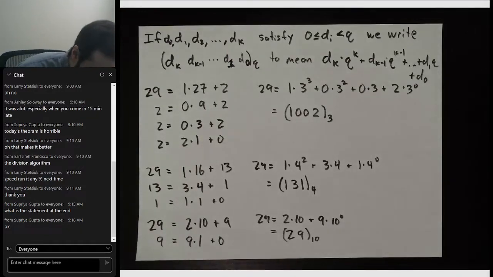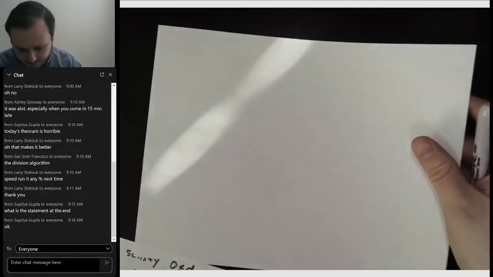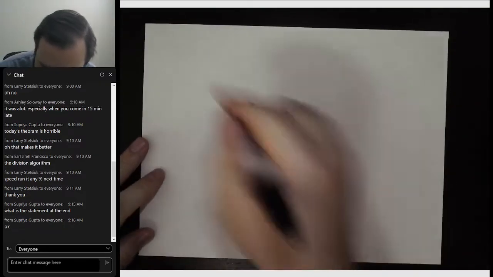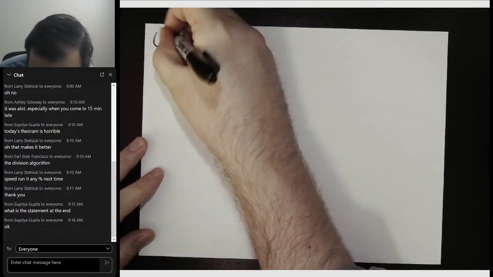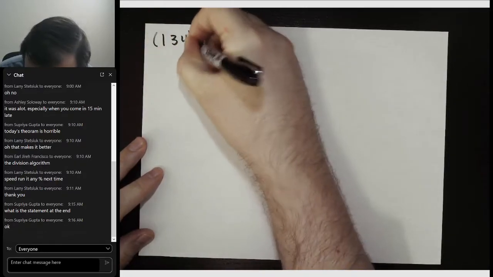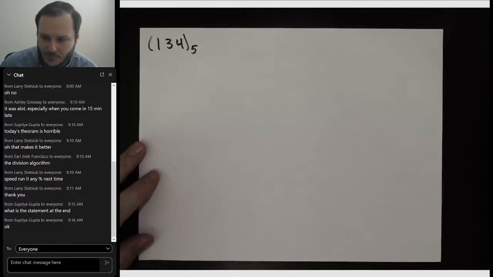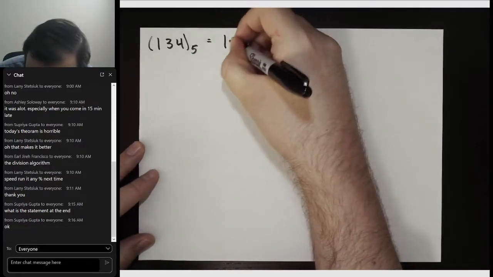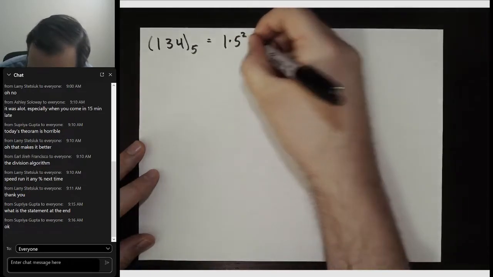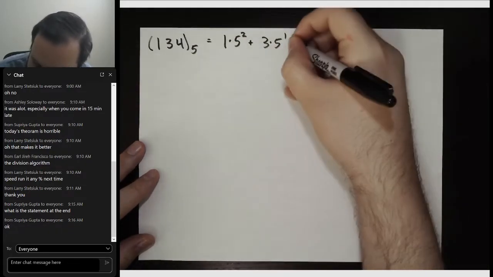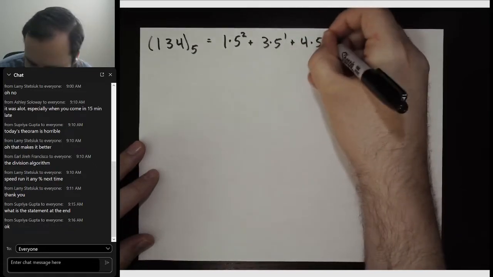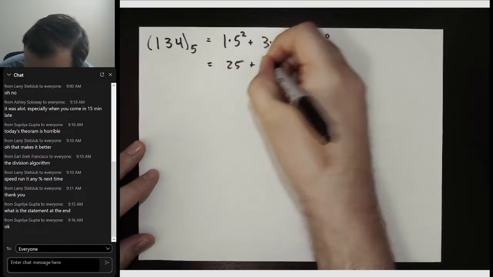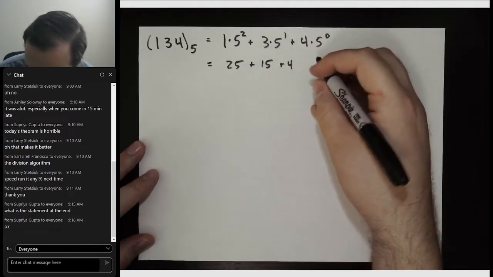So you can also go the other way around. If I write down something like 1, 3, 4, base 5, I can figure out what this number is in base 10 by saying this is a 1 in the 5 squared place, a 3 in the 5 to the 1 place, and 4 in the 5 to the 0 place, which gives me 25 plus 15 plus 4 is 44.